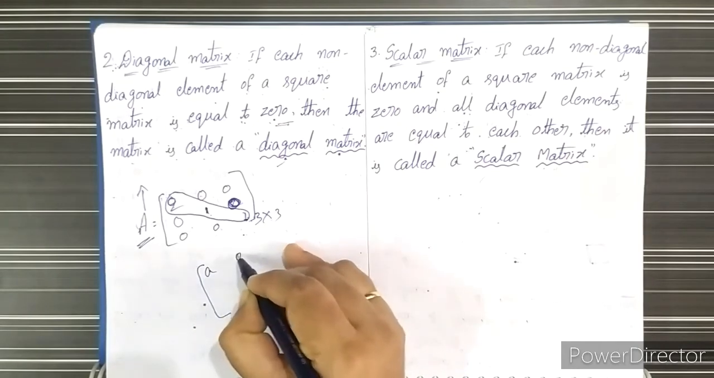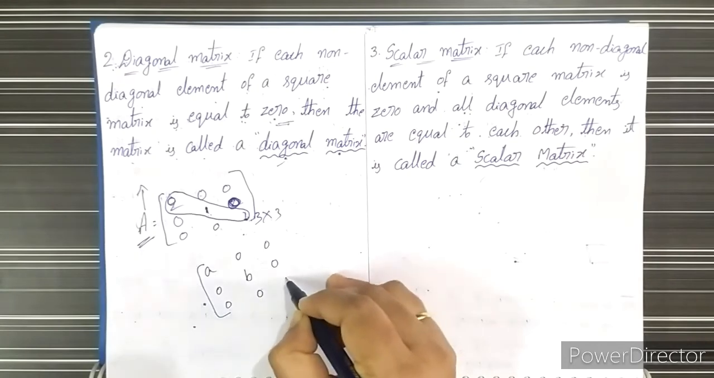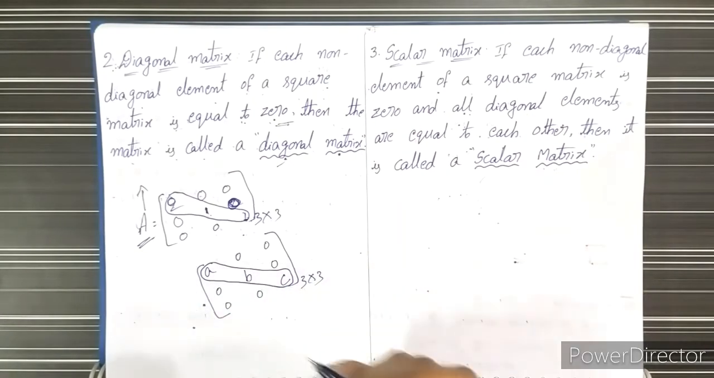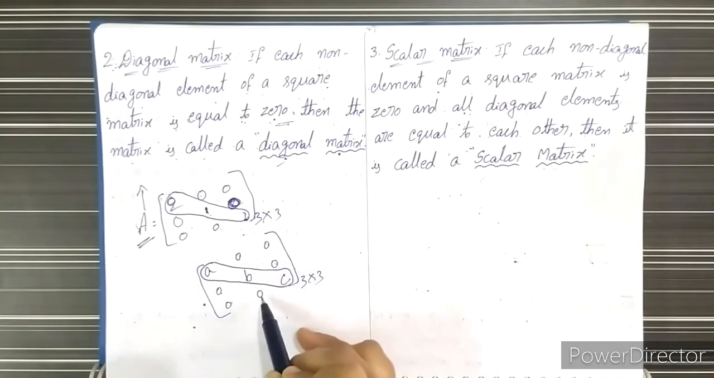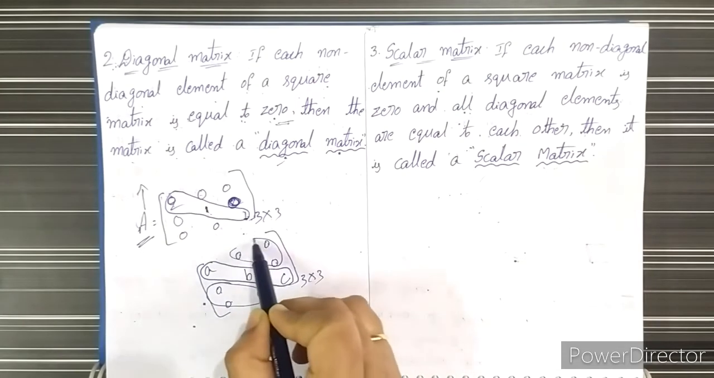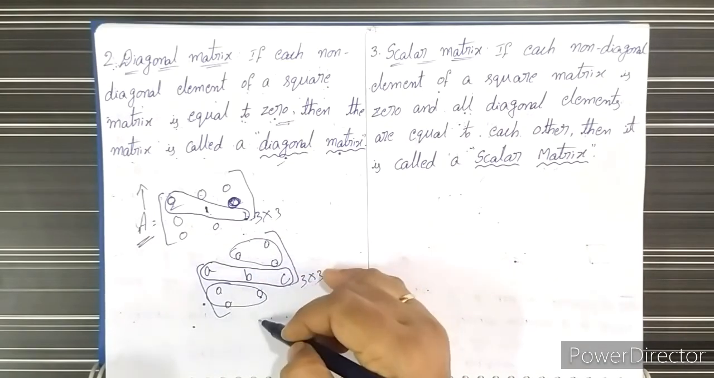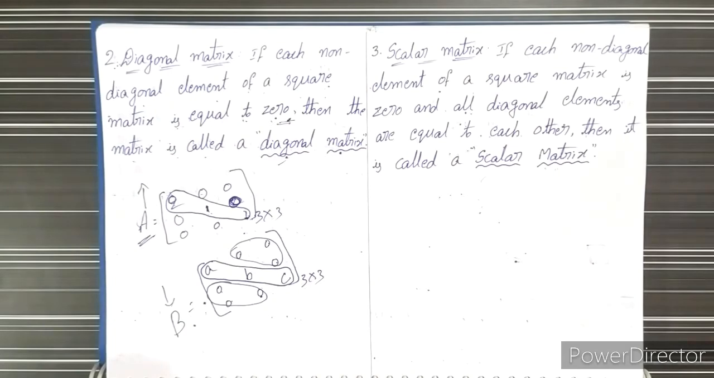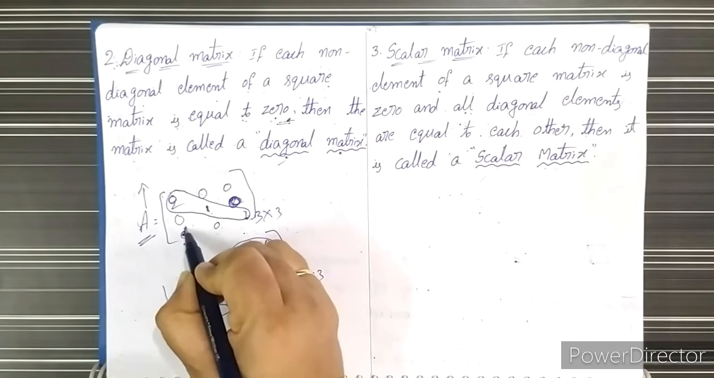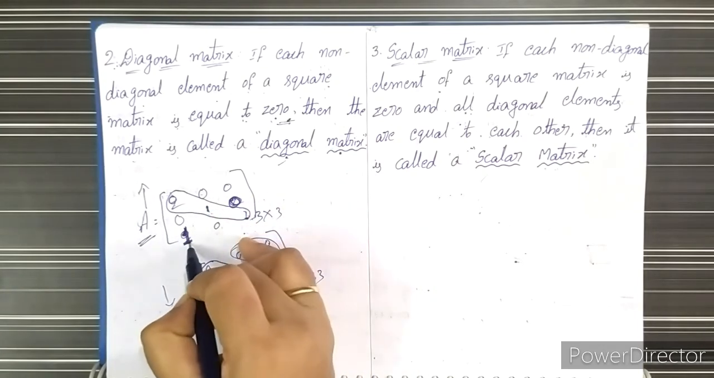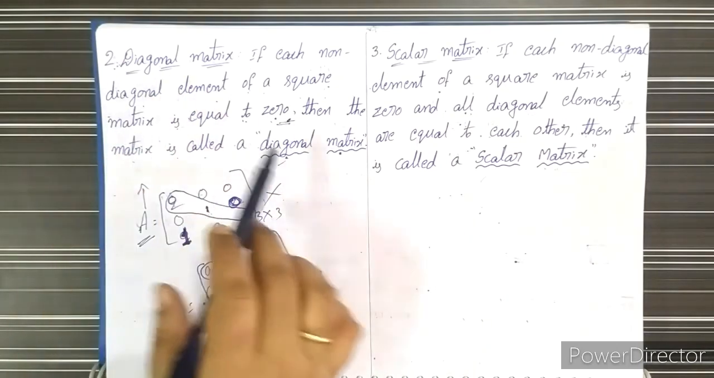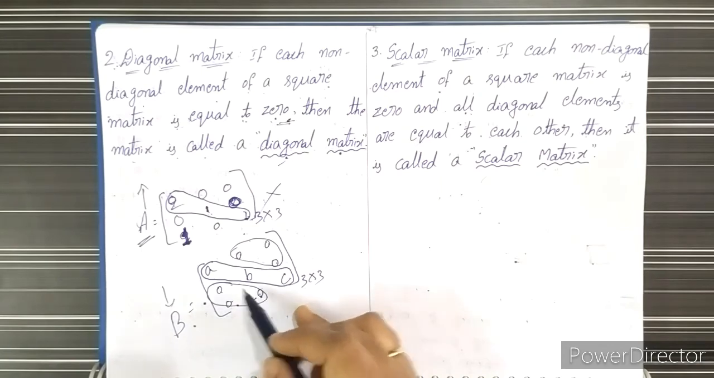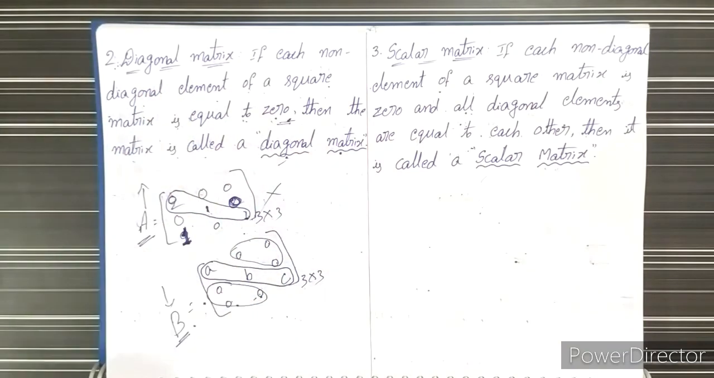In the same way, take the matrix with rows a 0 0, 0 b 0, 0 0 c. This is a square matrix of order 3 by 3 and a, b, c are the diagonal elements. Then the zeros are called the non-diagonal elements. If these non-diagonal elements are equal to 0, then we say that this matrix is a diagonal matrix. If any one non-diagonal element is non-zero, then this is not called a diagonal matrix. Only if all the non-diagonal elements are equal to 0 do we say that the matrix is a diagonal matrix.